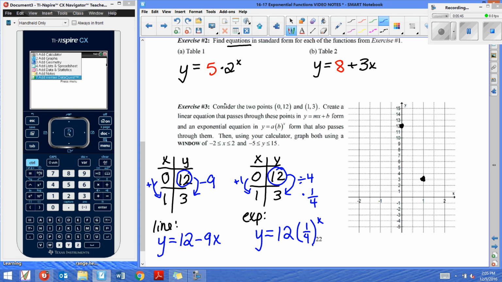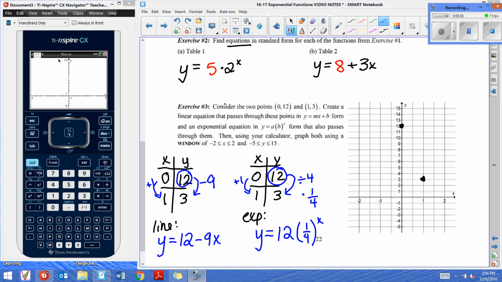All right, let's graph these. Go ahead right now, pause the video, and change your window so the x's only go from -2 to 2, and the y's go from -5 to 15, just like this chart over here. Okay, my window has changed. Let's now graph all, or actually not all, there's only 2 equations. I'm going to graph my line in f1 of x and my exponential in f2 of x.